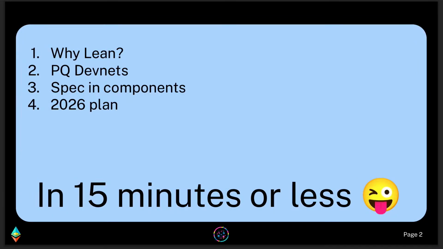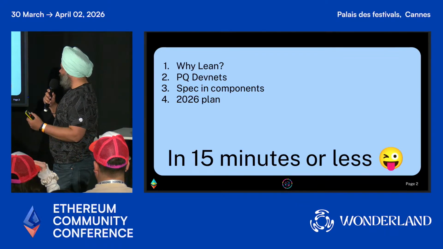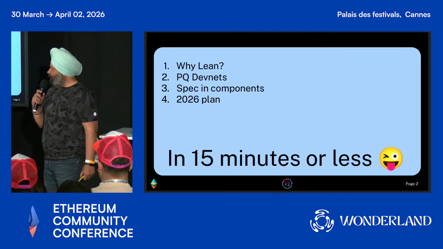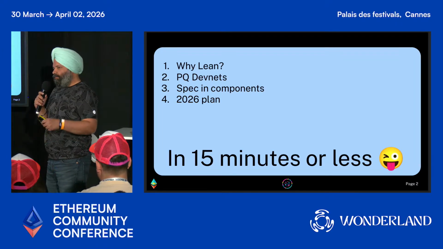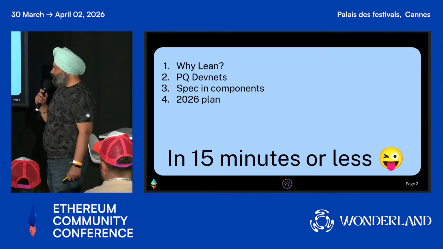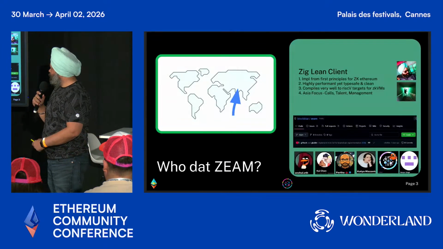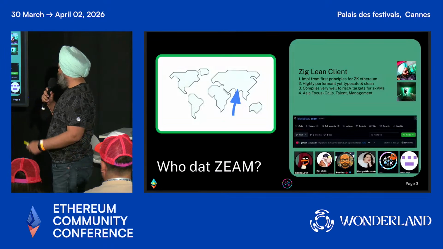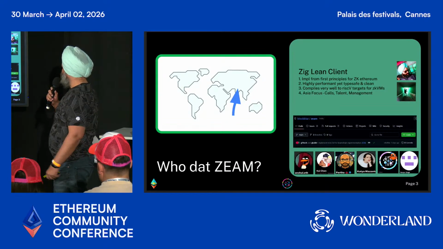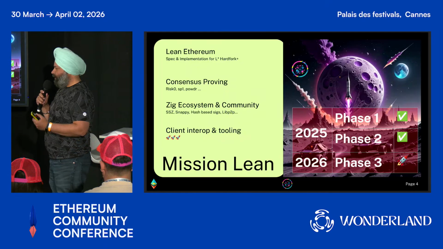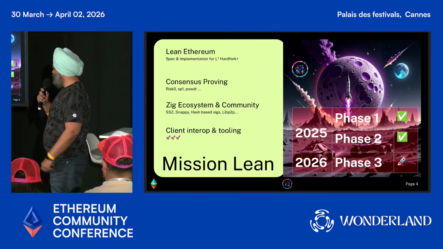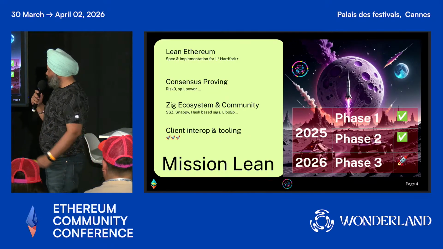So we'll look again a little bit of shilling. We'll do some shilling while lean. We'll then look at the work that we have done so far. Then we'll take a deeper dive into the components that make up lean, and then we'll look at the 2026 plan. Again, a bit of shilling. We are a global team running out of India, and we are on a mission, and the mission is lean Ethereum, and we are fighting on all cylinders.